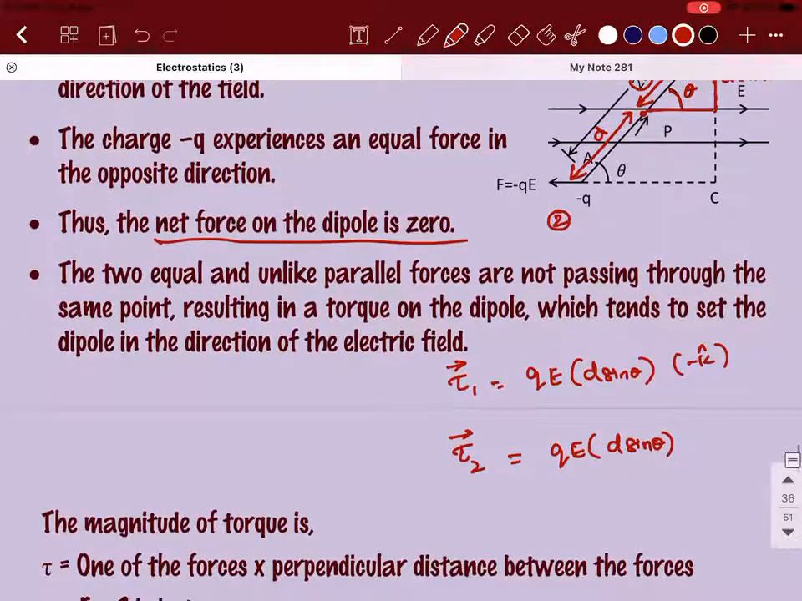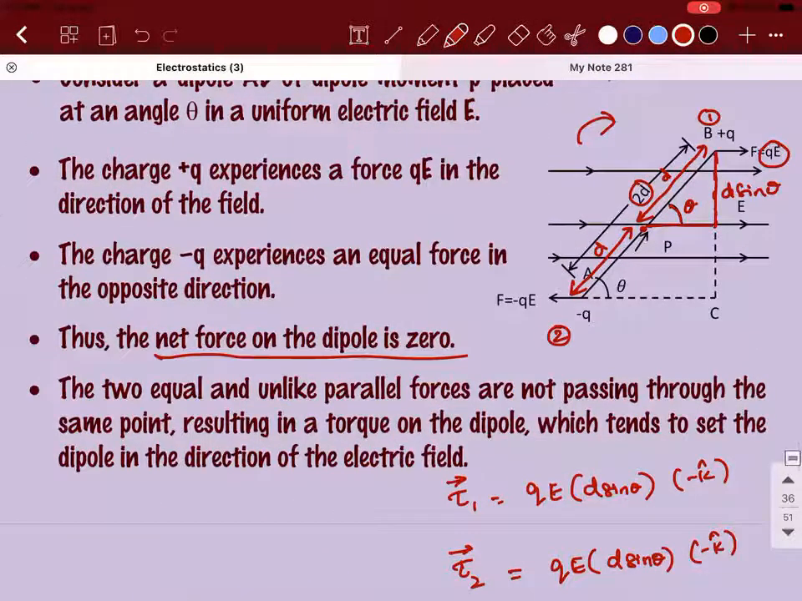Similarly, the torque exerted due to the second force is also putting it into a clockwise movement. This is also going to be minus k cap. What is happening here is, the force on the first particle is in the direction of i cap, and the force due to the second particle is in the direction of minus i cap. So that is the reason why they get cancelled.